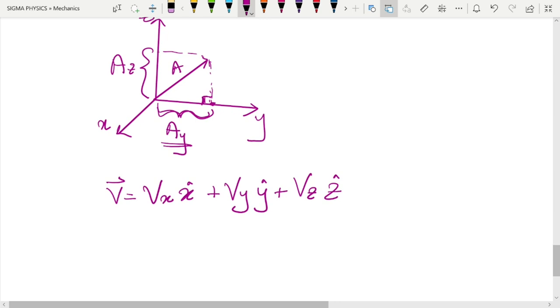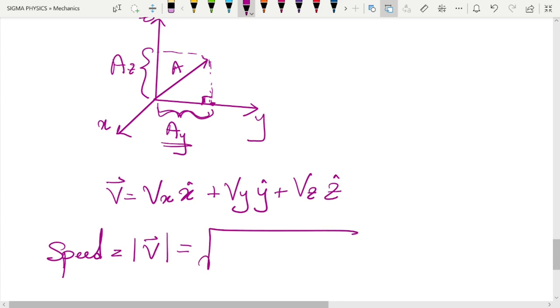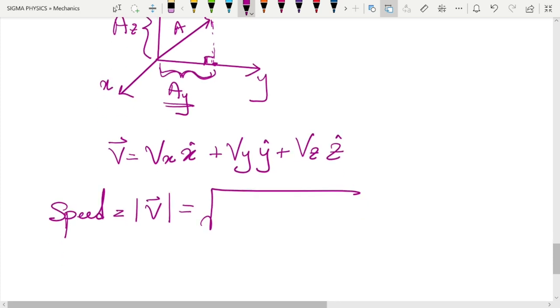Then speed is just the magnitude. This represents the magnitude of a vector, these bars, right? Then speed is just the magnitude of velocity, which is equal to, if you know from high school how to calculate the magnitude of a vector, you would know that it is equal to the square root of vx square plus vy square plus vz square.